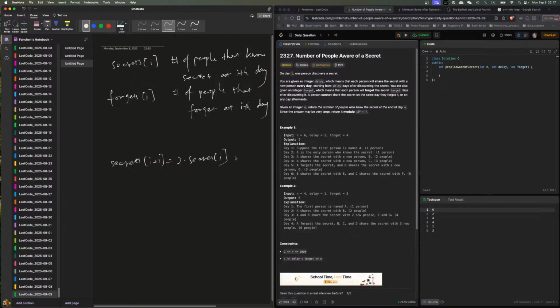But it is also a case of people needing to forget. How do we handle that? So we know that many people forget previously, right? So basically the remaining ones, how many need to forget? Oh no, it's not that simple, because you also have delay.